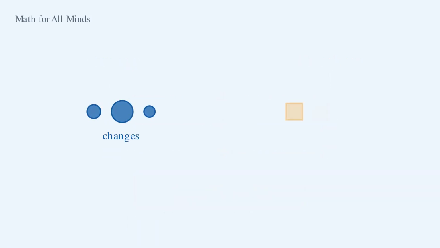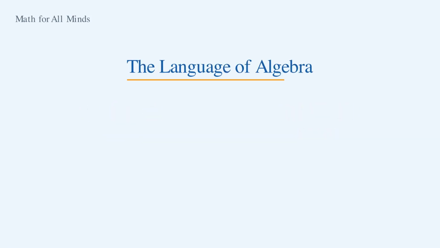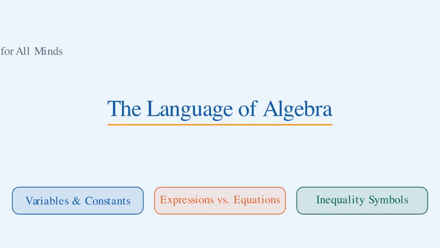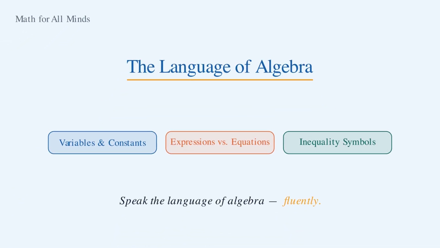One of those quantities changes. The other stays put. By the end of this video, you'll be able to speak the language algebra uses to describe both and read inequalities, expressions, and equations like a fluent reader. Let's start with what changes and what doesn't.